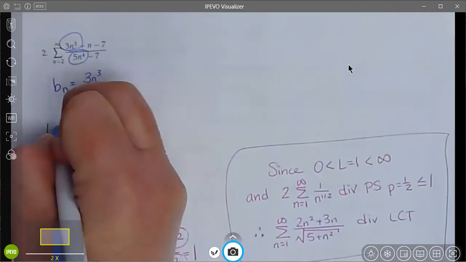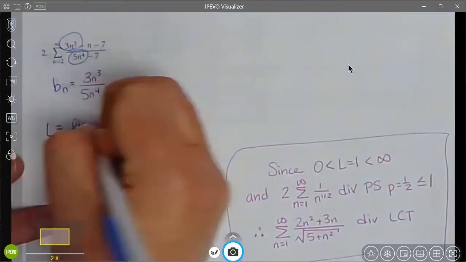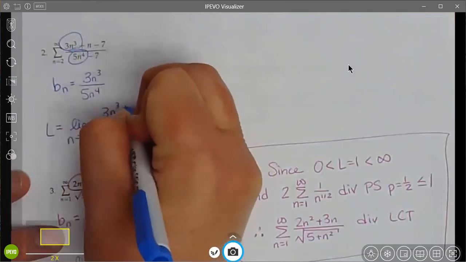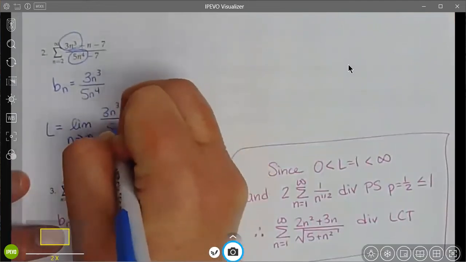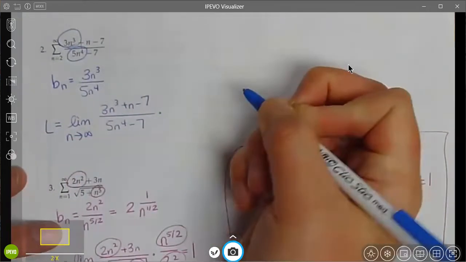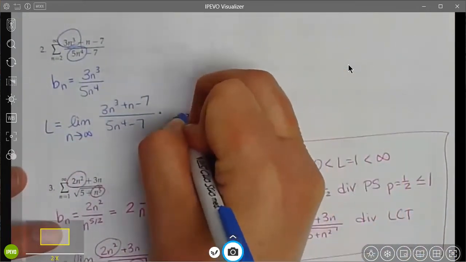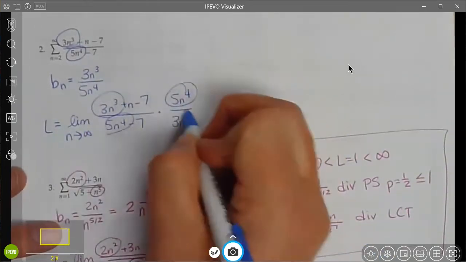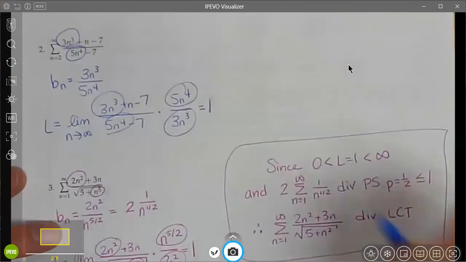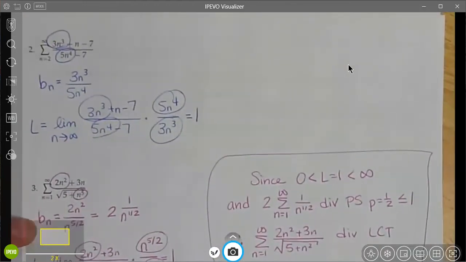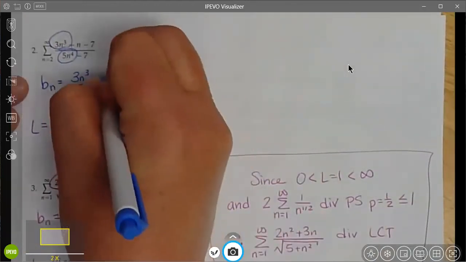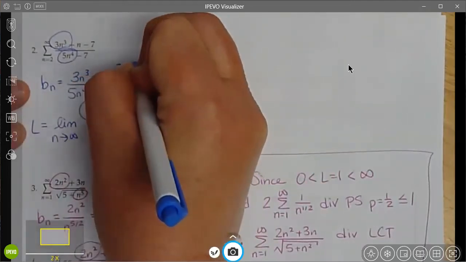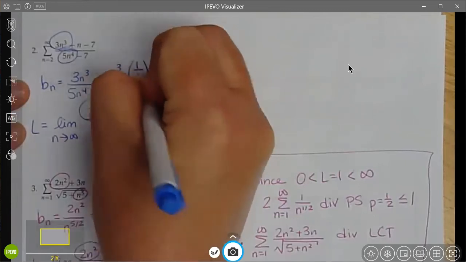So L is going to be equal to the limit as n goes to infinity of 3n cubed plus n minus 7 over 5n to the fourth minus 7 times, I'll put a 3n cubed in the denominator and a 5n to the fourth in the numerator. My leading terms here are all going to cancel, and my limit is equal to 1. All right, and then now let me simplify my b sub n. So I'll pull that 3/5 out in front, and then I have an n cubed over n to the fourth, so that gives me times 1 over n.